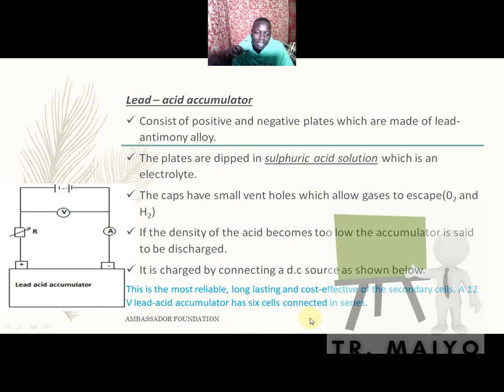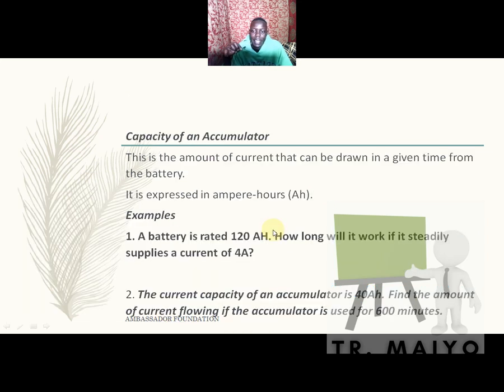If the density of the acid becomes too low, the accumulator is said to be discharged, and you need to recharge it by connecting it to a potential difference. It is charged by connecting a DC source as shown below. This is the most reliable, long-lasting, and cost-effective of the secondary cells. A 12 volts lead acid accumulator has 6 cells connected in series.